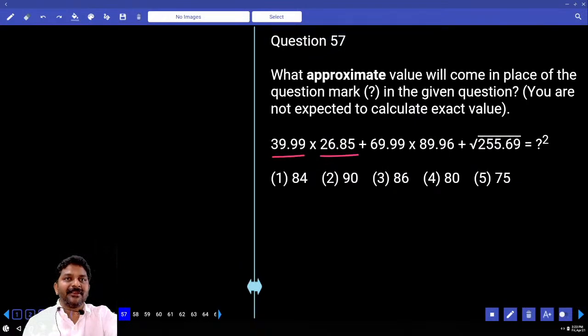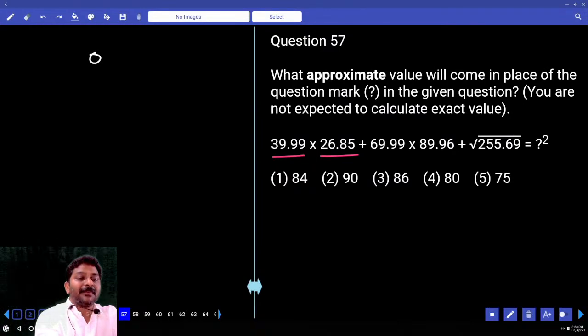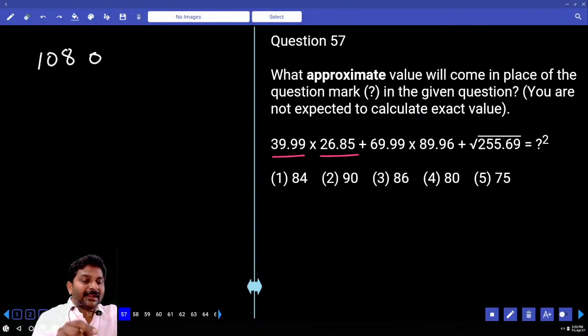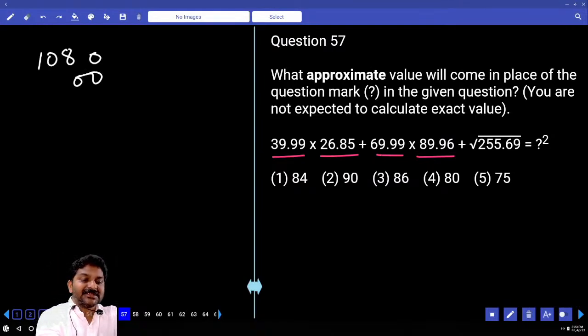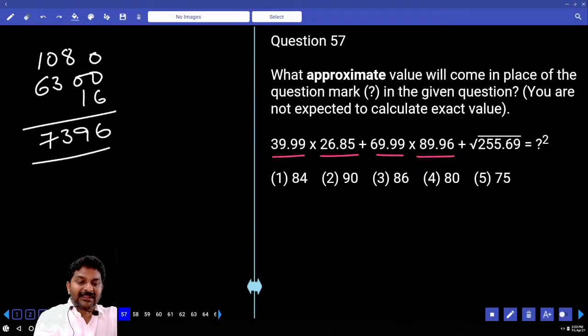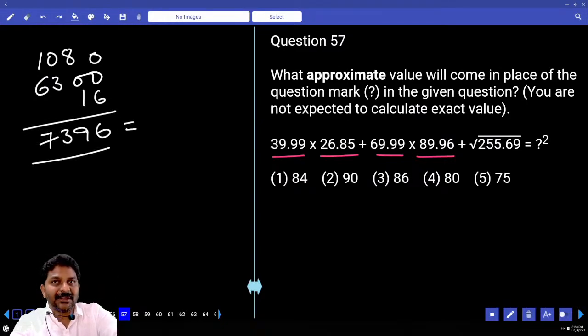40 into 27 only. 40 has 0, I will write 0. 27 4 times, double, 27 double, 54 double, 108, 1080. 70 into 90, 6300, under root of 256. That means 7396. And this is which number square? That's what we want to calculate. Correct?